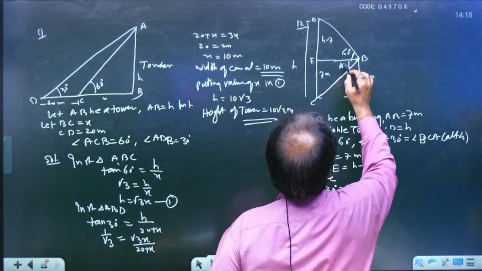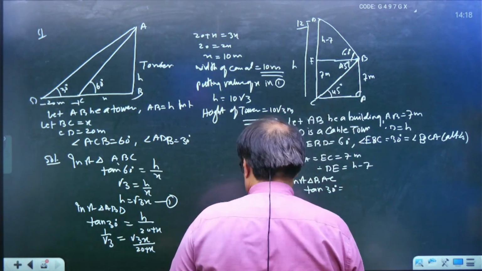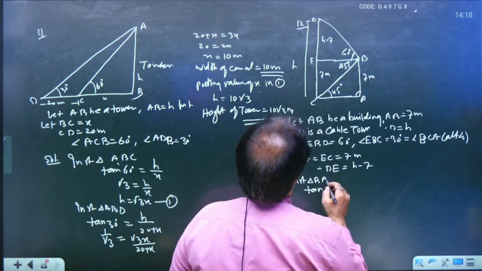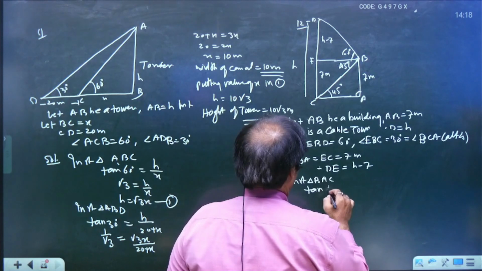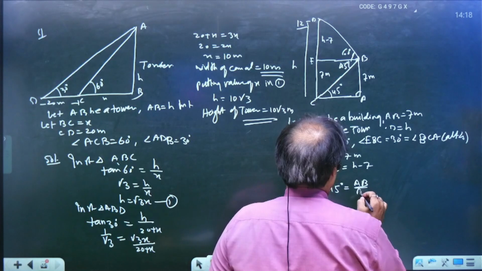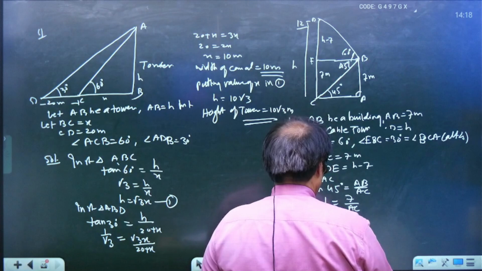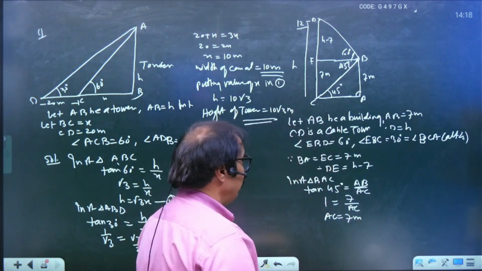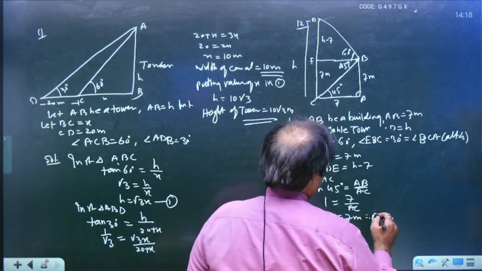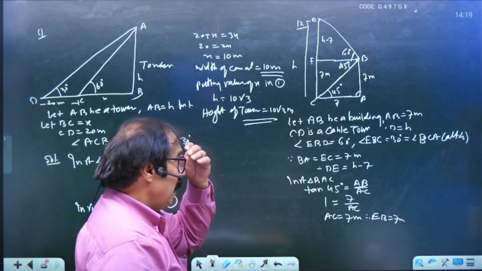This is 45 degree. So this will be also 45 degree. So this is in right triangle BAC. So tangent 45 degree is equal to perpendicular upon base, AB upon AC. 1 is equal to 7 by AC. So by cross multiplication, AC is equal to 7 meter. We got this AC 7 meter. So therefore EB is also equal to 7 meter, because opposite sides of a rectangle are equal.